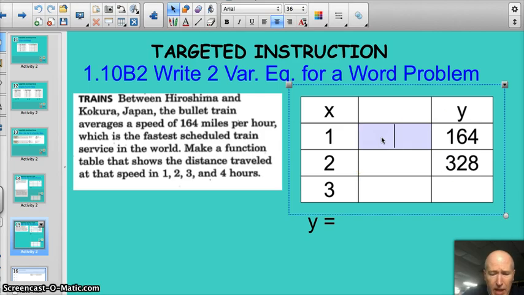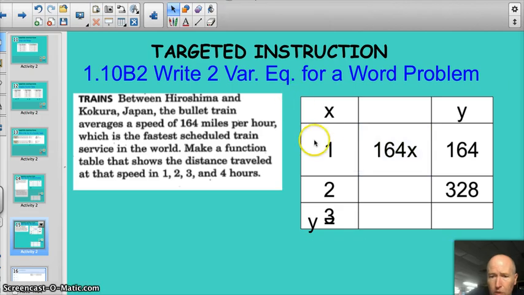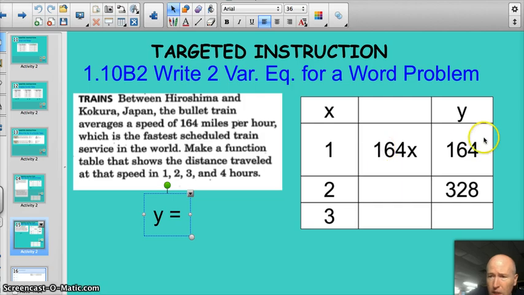Well, I was taking that x value times, sorry I have to use x again, times 164. And that looks kind of weird, so I'm just going to change that to 164x. So whatever the x value is, times 164. So in this case, it's 1. Therefore, when this is all said and done, I can write my equation by looking here. The y is equal to 164x.